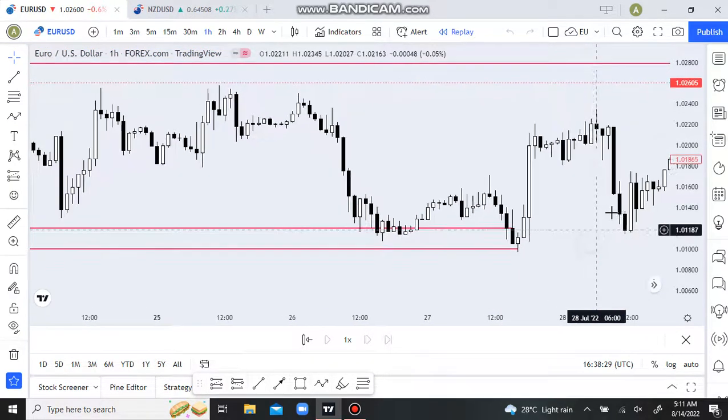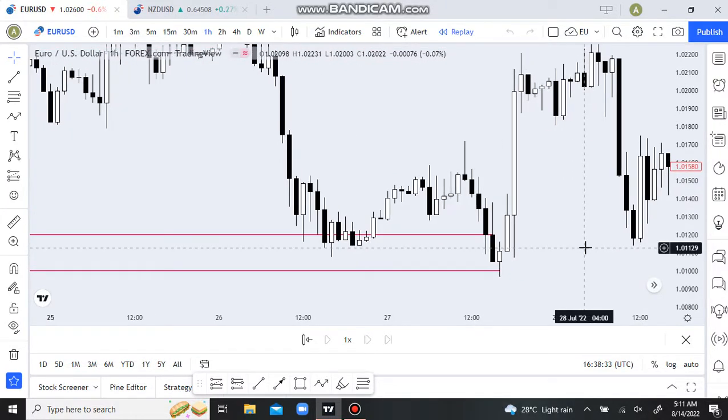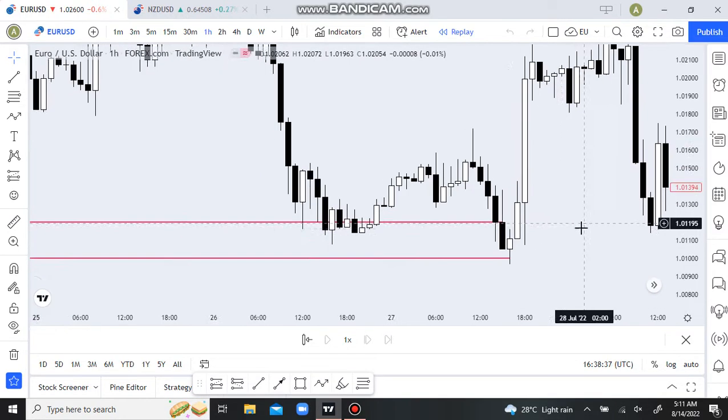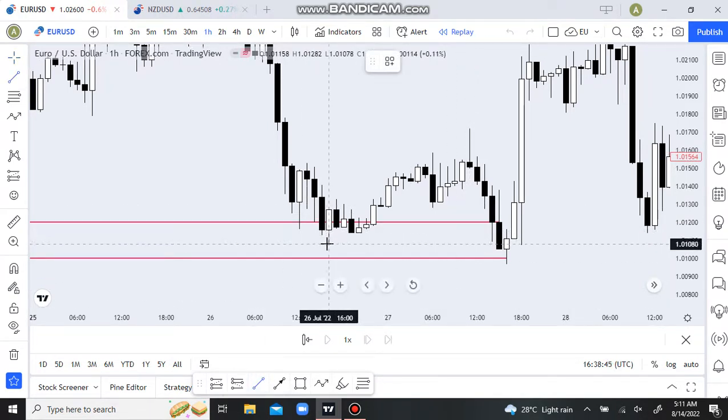As price comes into this, I'm looking for a break in market structure, and then a liquidity gap inside or around this fair value gap. So where do we have our liquidity gap? Right here. We took liquidity below these lows.